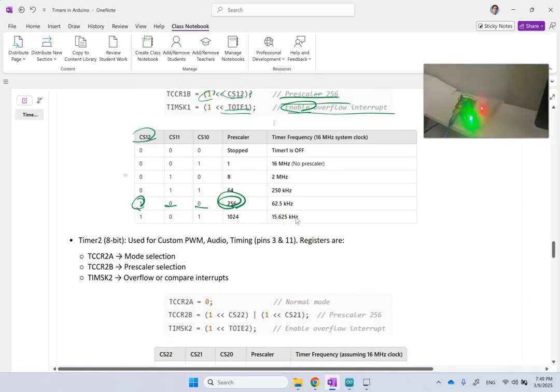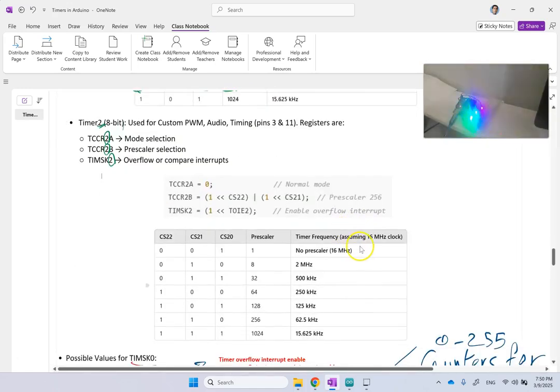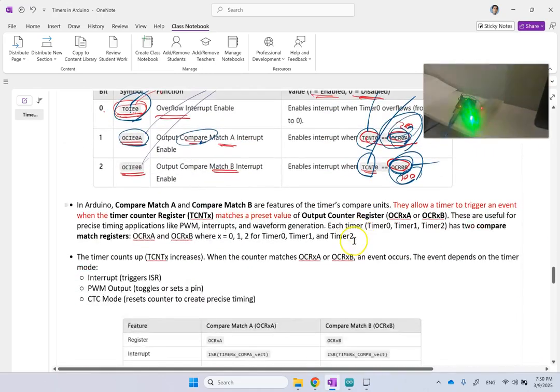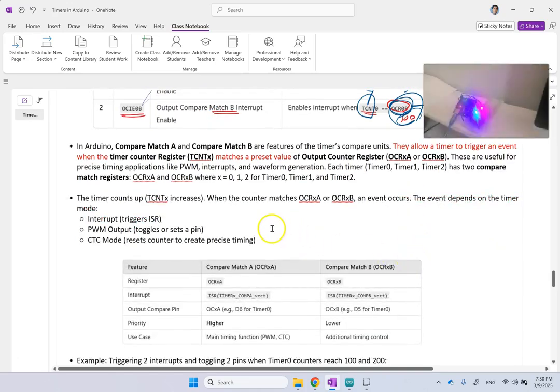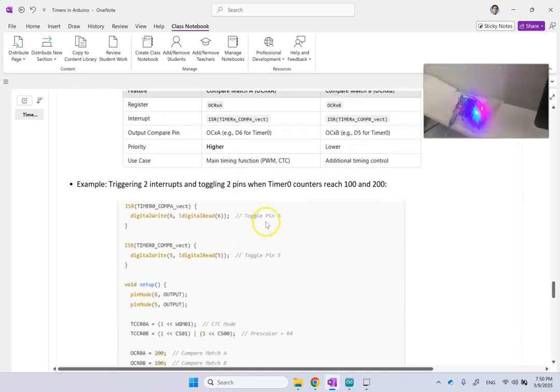Okay, and similarly, you can go to timer 2. Again, you see for timer 2, there is TCCR2A, TCCR2B, and TIMSK2 with very similar structure. So these timers are very similar in nature. Now, let's, for a second, look a little bit more into the compare mode or CTC mode. And then I'm going to show you one example here in presentation.